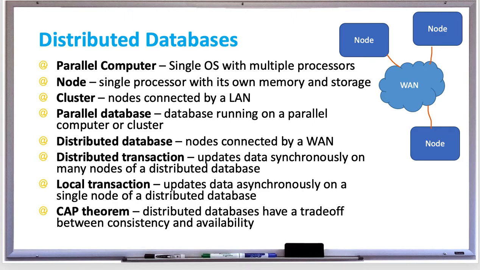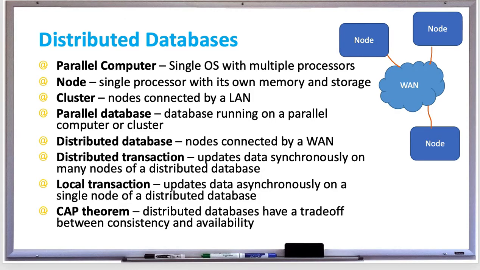A faster alternative is a local transaction, which updates data asynchronously on a single node of a distributed database. Multiple single nodes can be updated independently with local transactions. However, one problem is that local transactions may create temporary inconsistencies, as nodes are updated at different times.